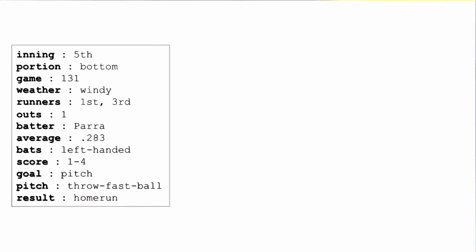So imagine that SOAR had episodic knowledge about a previous instance of an event. In this previous instance, in another game, it was the fifth inning, bottom of the fifth inning. The weather was windy. It was the same batter though, Para, who bats left-handed. It was a similar kind of situation, and the pitcher threw a fastball, and Para hit a home run out of it. Now we want to avoid that. The current pitcher wants to avoid it.